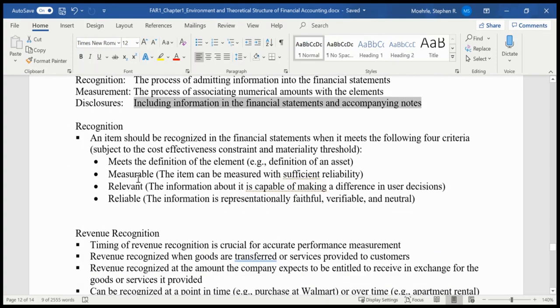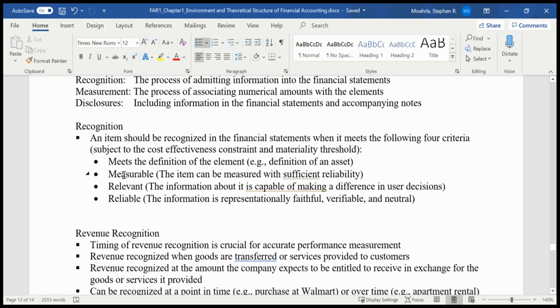So when is it recognized? An item should be recognized in the financial statements when it meets the following 4 criteria. Again, subject to the cost effectiveness constraint and the materiality threshold. It meets the definition of the element. For example, the definition of an asset, or the definition of a liability, or the definition of revenue, or the definition of expense, or definition of gain or loss.